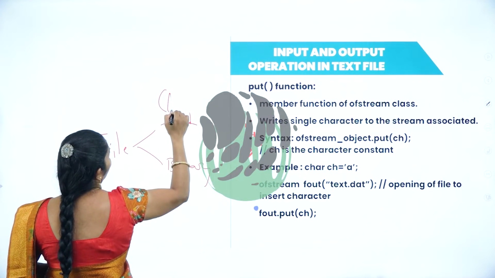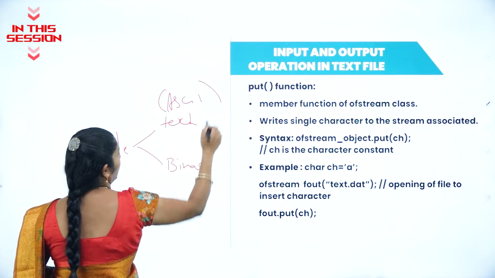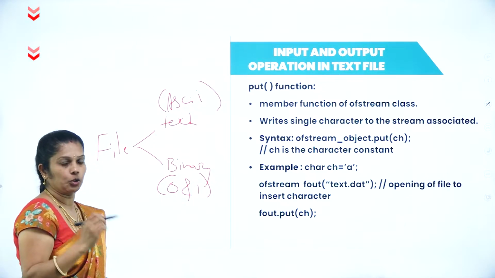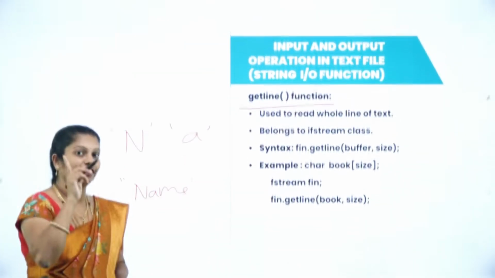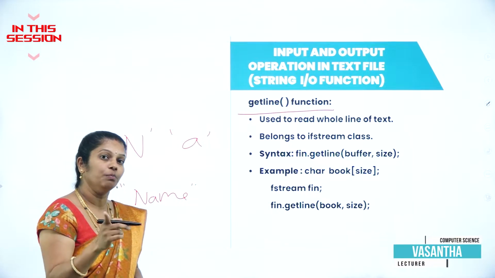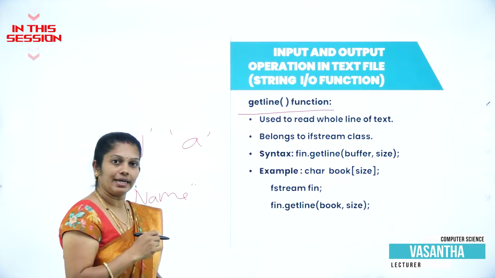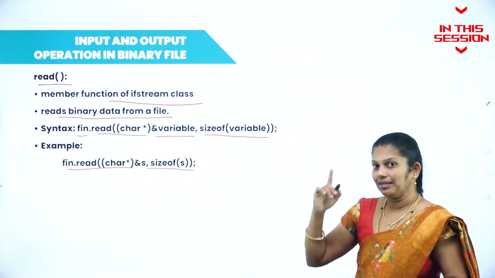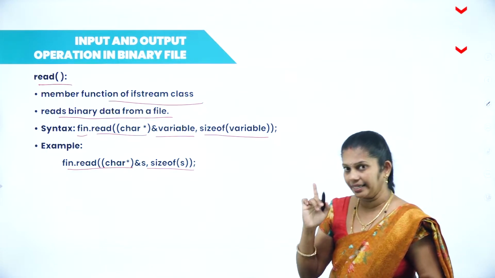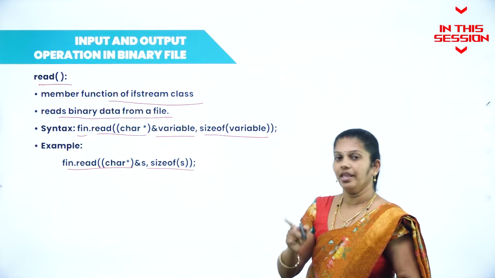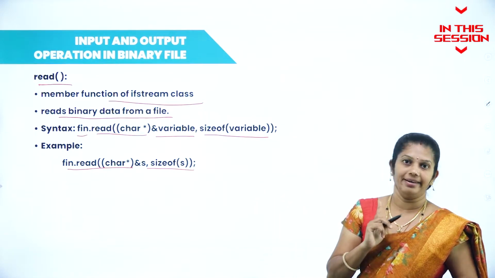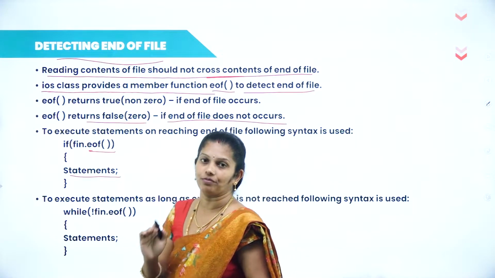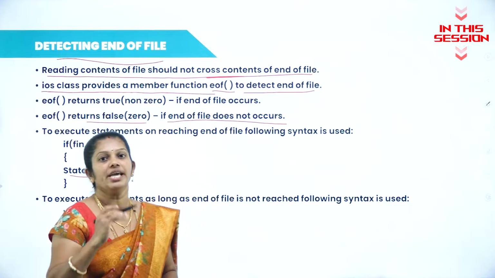In a text file, information will be stored in ASCII format, whereas in a binary file, it stores exactly how it is in the memory, that is in zeros and ones. The get function helps to input a single character, whereas the getline function helps to input an entire line of text. If it is ASCII format, then getline, put. If it is binary format, read and write. The EOF function is used to detect the end of the file, whether we have reached the end or not.